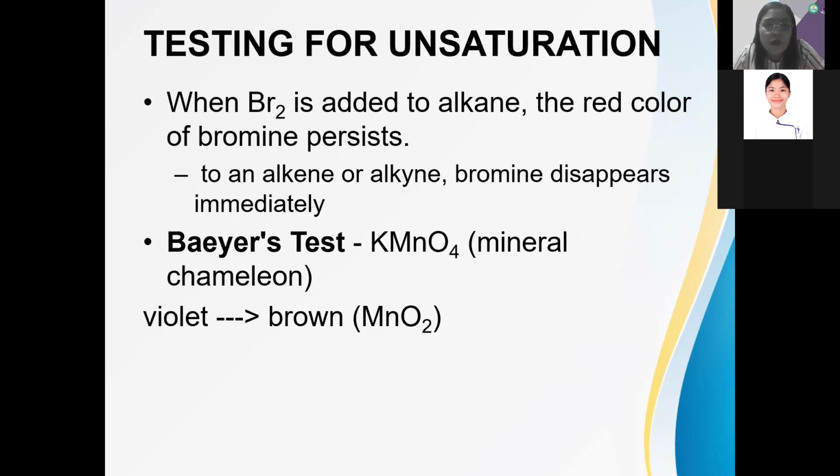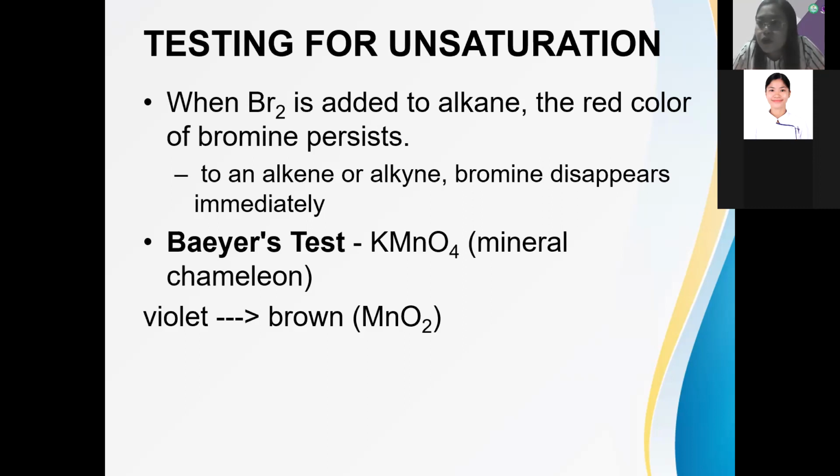So, number 1, we may do the bromine test. So, if bromine is added to an alkane, there will be a red color solution, and that is due to the bromine. So, the red color of the bromine will persist. Hindi siya mawawala. But if the sample involves either a double bond or a triple bond, so it's an alkene or an alkyne, the red color of the bromine will disappear immediately. So that's how we differentiate alkanes from the two, alkene and alkyne.